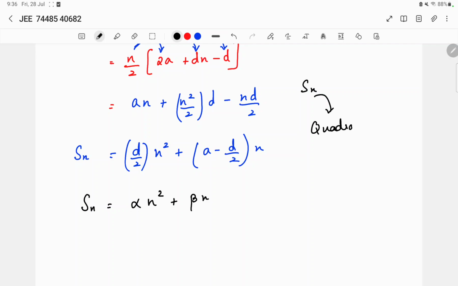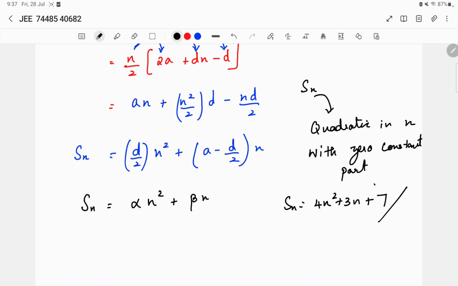So now what I am going to tell here is, Sn is nothing but quadratic in n, because the degree is 2, with 0 constant part. We do not have a constant part, so the constant part will be 0. So you cannot get Sn like 4n square plus 3n plus 7, because the constant term should not be there in Sn. Plus 7 you will not get, or any number except 0 you will not get. You will not get minus 1 as a constant, you will not get minus 2 either.